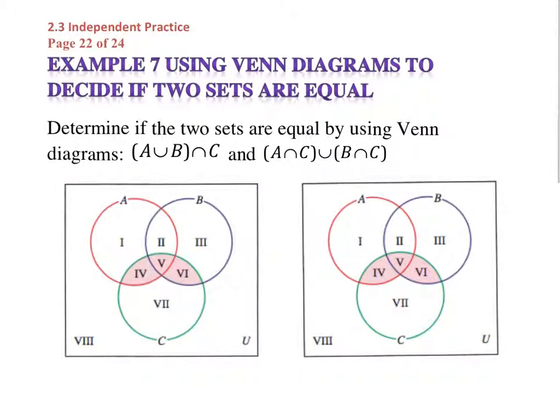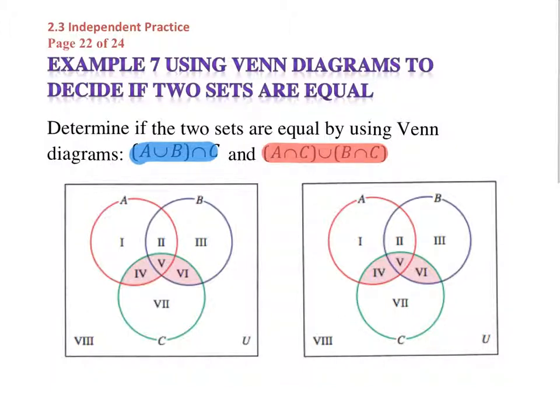Finally, I just want to use one example to illustrate how we use Venn diagrams to decide if two sets are equal. This is actually quite fun. There will be some practices we're going to do later, but I want to do an example here. So we have to use the Venn diagram to determine if A union B intersect C, and A intersect C union B intersect C, are equal.